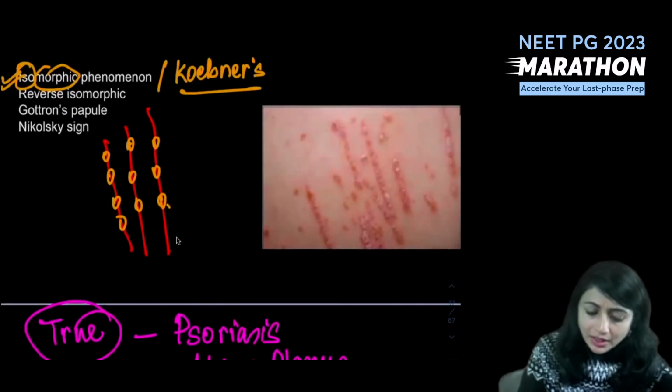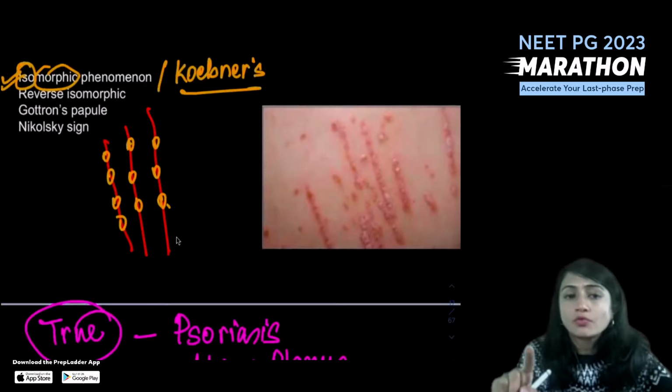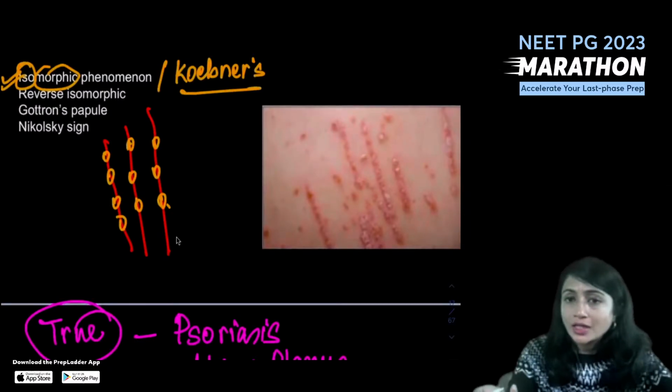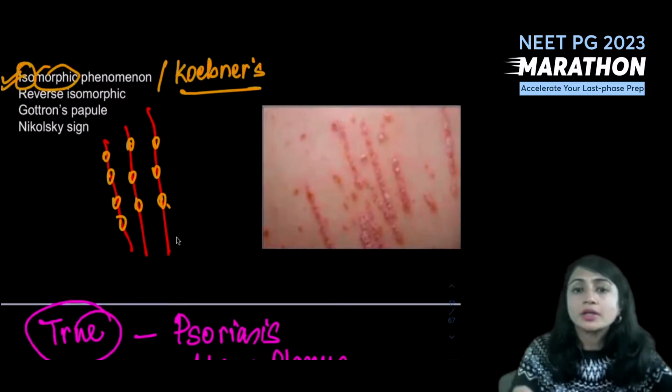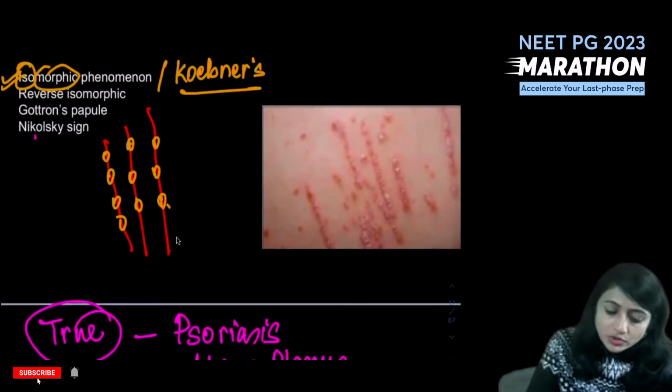Okay, so that covers true Koebner's and pseudo Koebner's. Let's look at the other signs that have been given to you. What is reverse isomorphic? Reverse isomorphic phenomenon is that the lesions improve along the lines of trauma. It is the reverse of isomorphic. So here lesions form, there lesions improve. Gottron's papule, we already know it's seen in dermatomyositis.